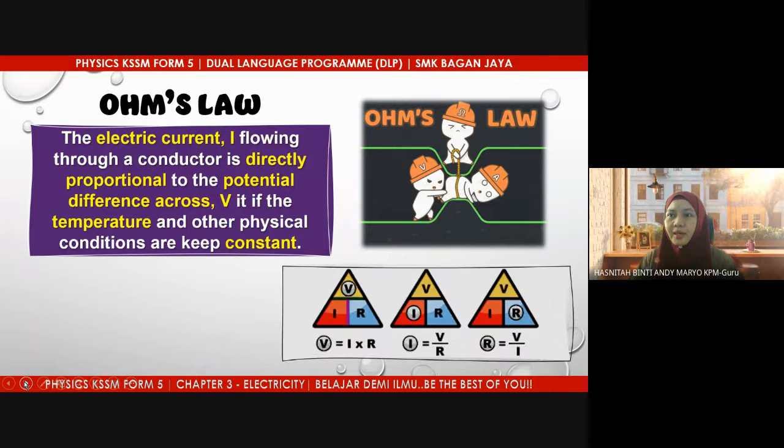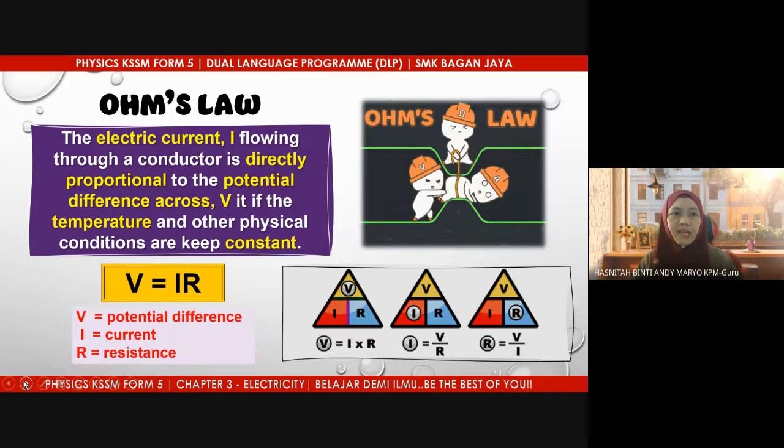So this is the equation for Ohm's law, V equals IR. V is the potential difference, I is the current, and R is the resistance. So it relates current, potential difference, and resistance.